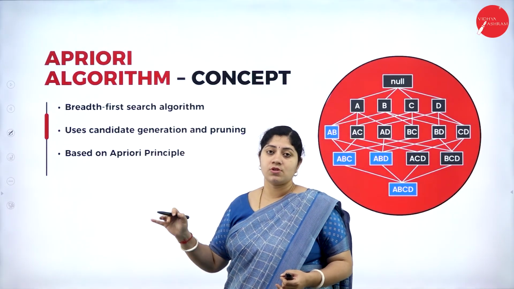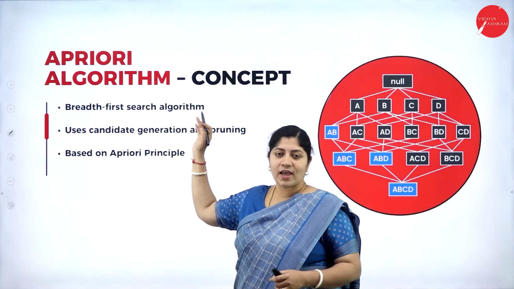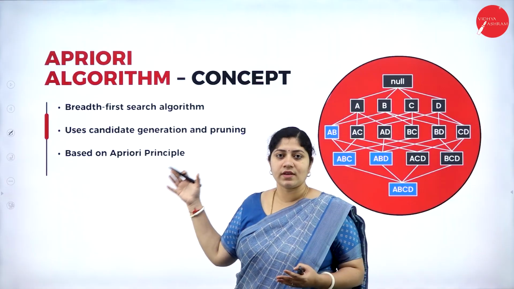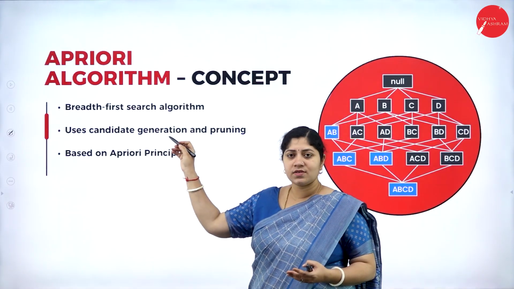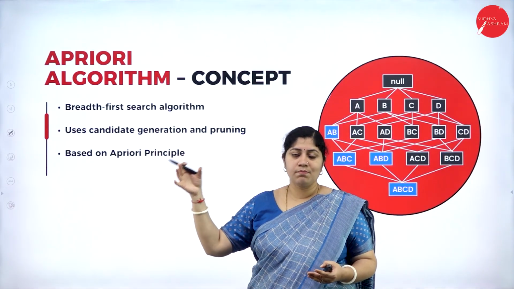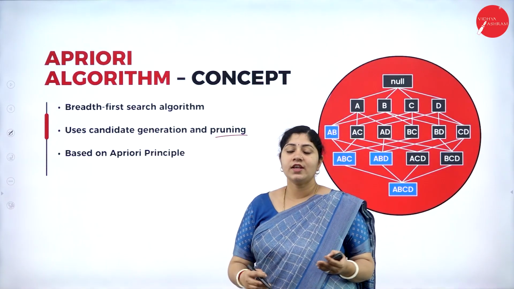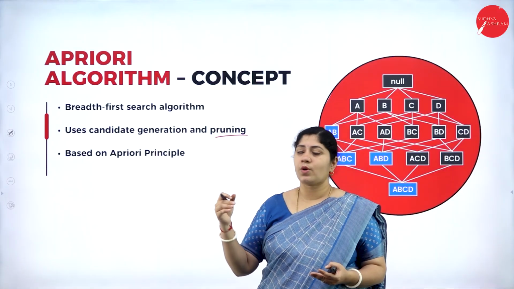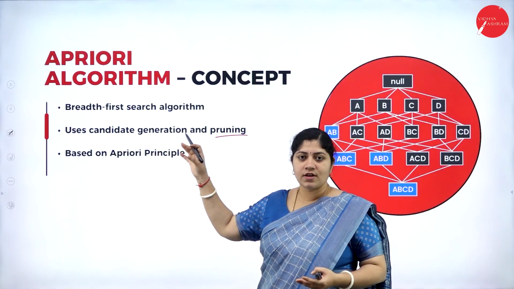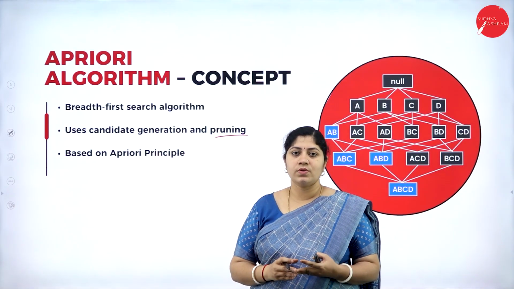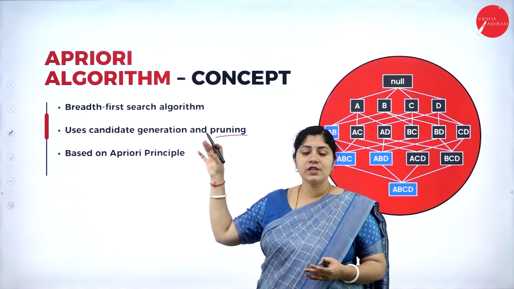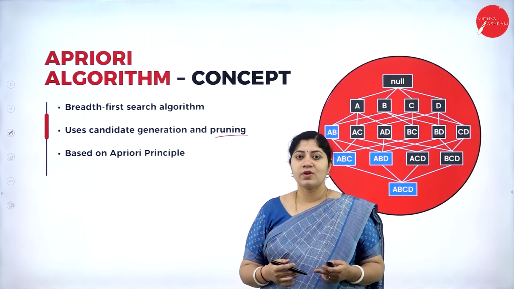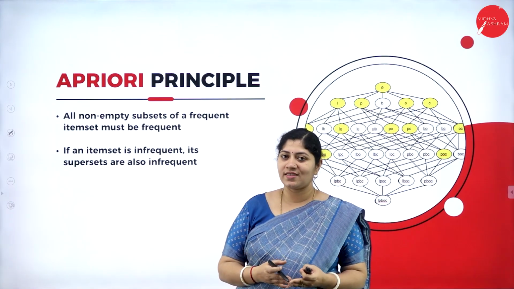So this is also called the breadth first search algorithm, which uses candidate generation as well as pruning techniques. Now, candidate generation, yes, we can understand that by name, but what is pruning? Pruning is a simple technique of removing the non-essential branches, or unessential candidates, from that combination. This removal is completely dependent on the a priori principle. So what is this a priori principle? Let's move forward and understand that in a better way.